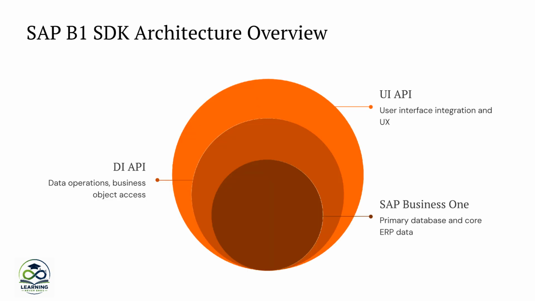The SAP B1 SDK architecture is layered. The inner core is SAP Business One itself, handling the primary database and core ERP data. The DI API sits above this layer, managing data operations and business object access. The UI API is the outermost layer for user interface integration and the user experience.